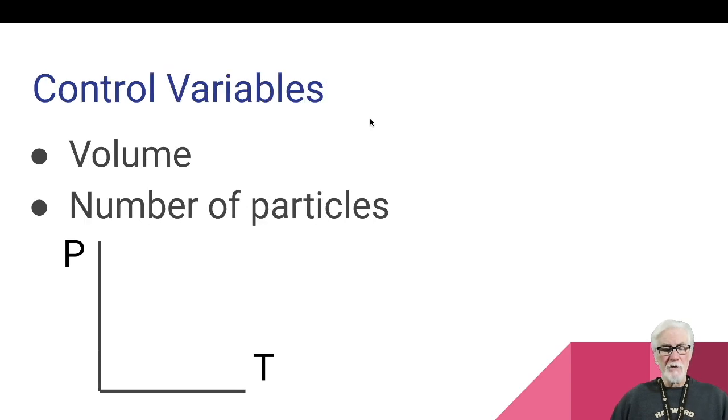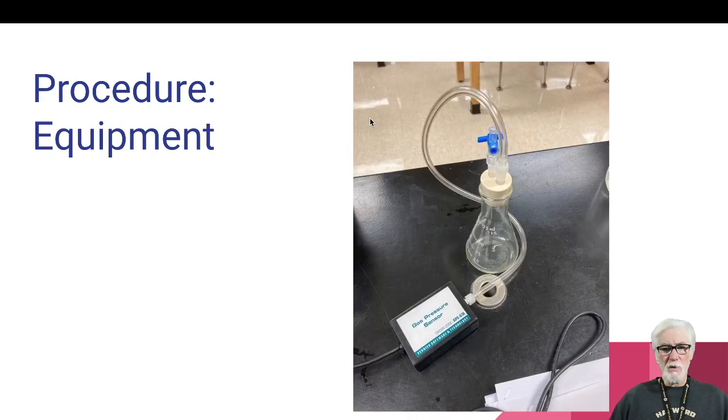In order for us to have a good experiment that measures pressure and temperature effects, we have to control for two other quantities that may have an effect on the pressure. One of them is volume. That will not be too hard to control for by just using a container that doesn't change its size or shape. And we've already determined in a previous video that the number of particles does have an effect on the pressure, so we'll want to make sure that we control for that by having a sealed container. So this is the equipment that we'll use.